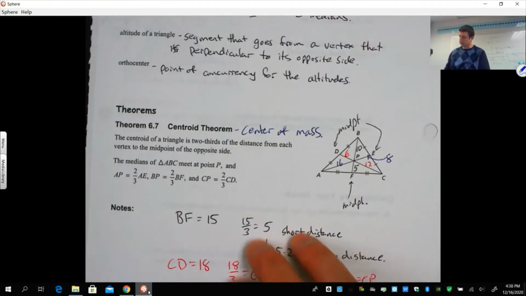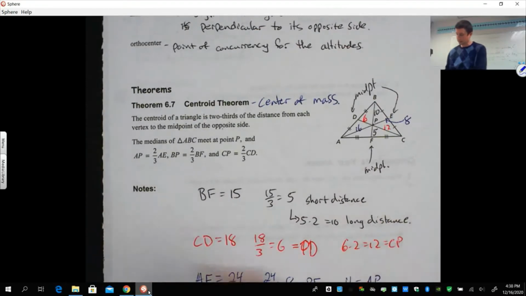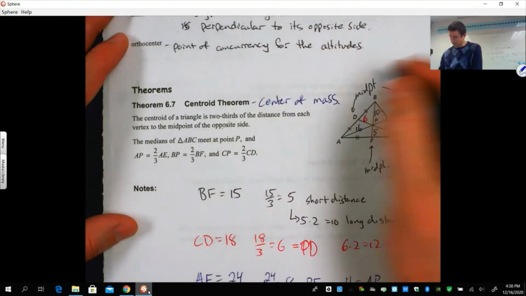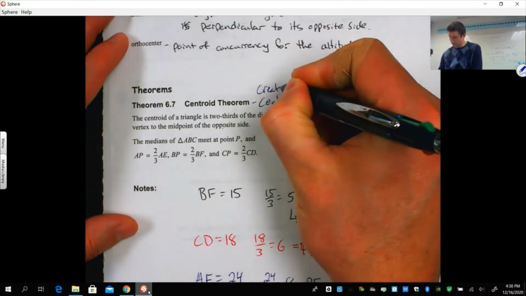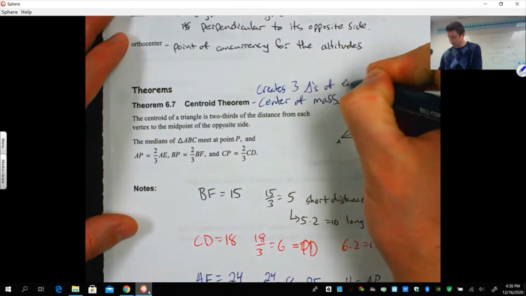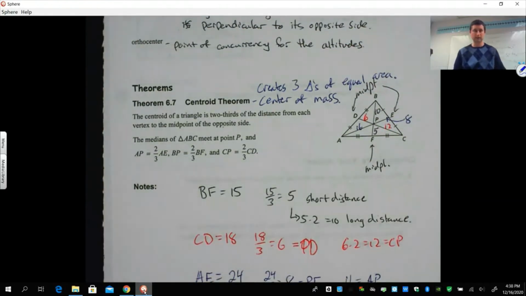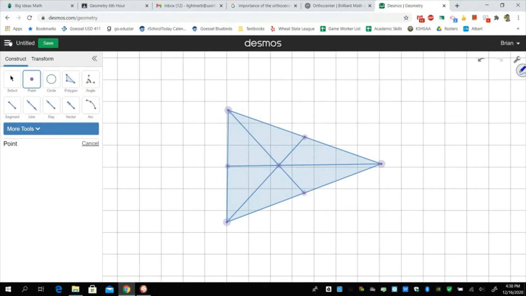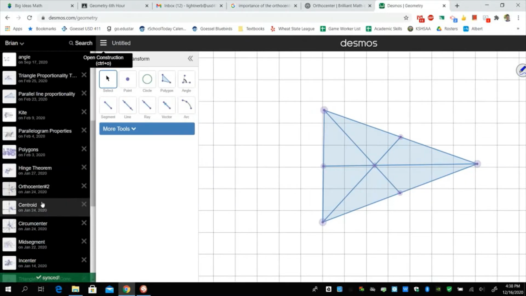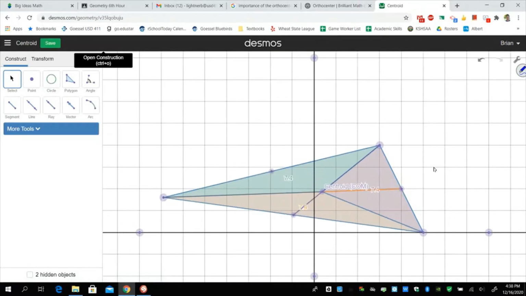The other thing it does is it creates three equal triangles of area. So it's the center of mass, and also creates 3 triangles of equal area. So I'm going to go back to Desmos and pull up a diagram that I have made already for the centroid. I want you to see these triangles here. So here's my centroid, which is the center of mass. Make it bigger for you.